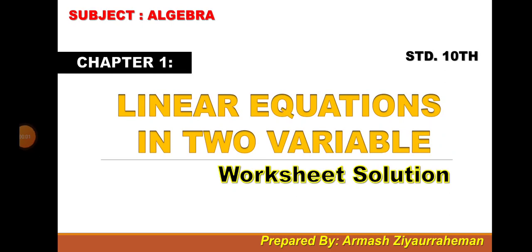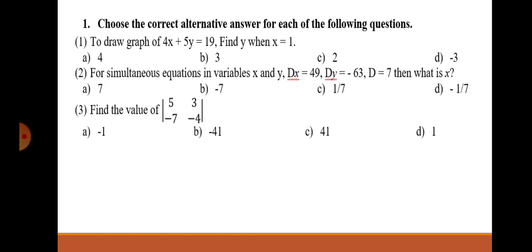Good morning, dear students. So, let us solve the fourth worksheet of this academic year of Chapter 1, Linear Equations in Two Variables. Your first question given in the worksheet is: choose the correct alternative answer for each of the following questions. First question is to draw a graph of 4x plus 5y equal to 19.